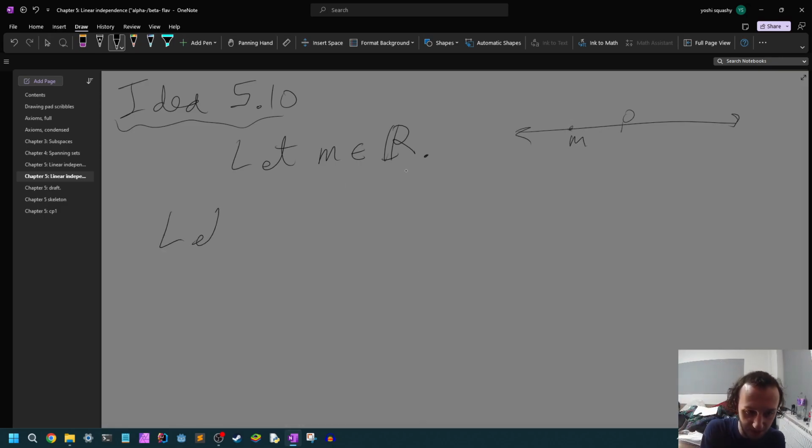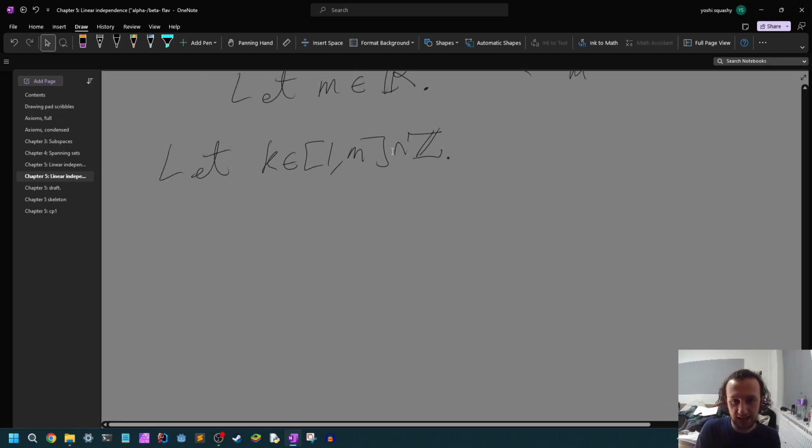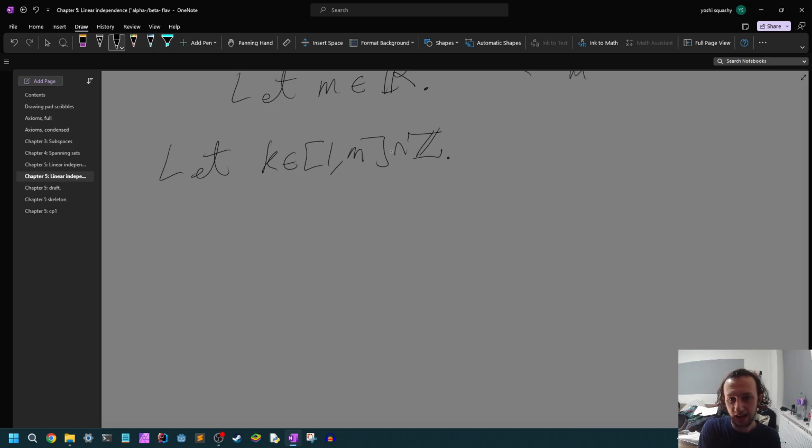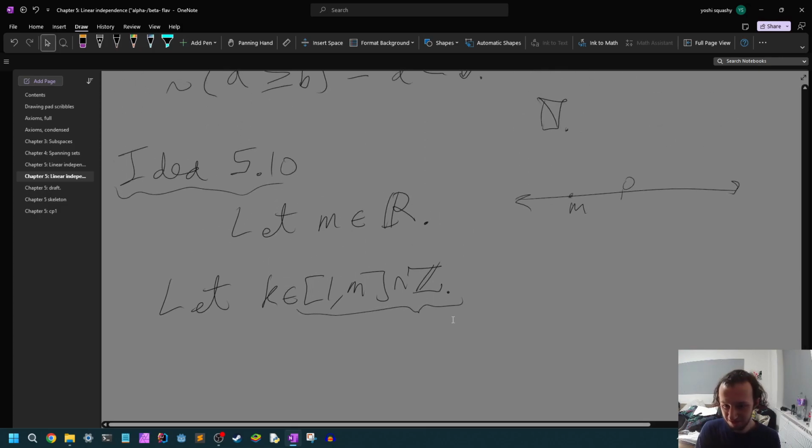Then we're going to have a new variable we're going to bind. So we're going to say let k of the set 1 to m intersecting with integers. And what this means is that k is between 1 and m and it's an integer. This seems like a really neat, concise way to write that, and I've not seen it before.